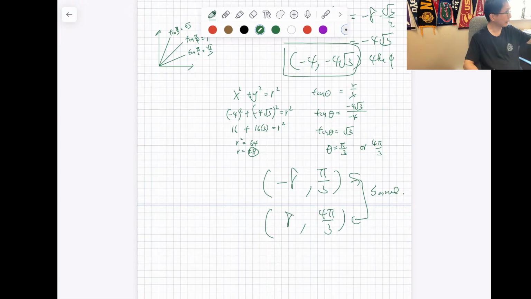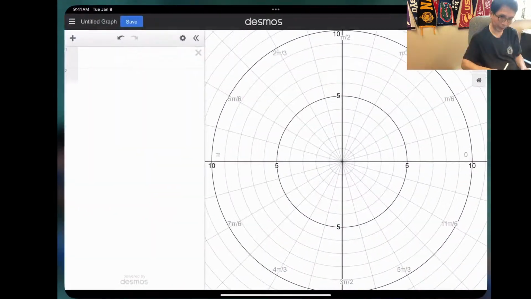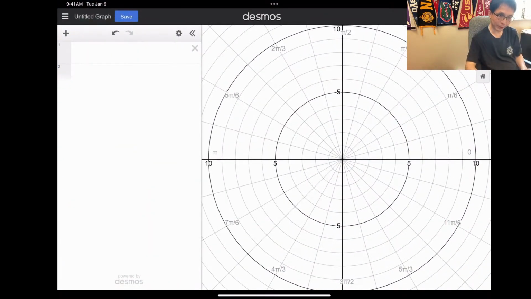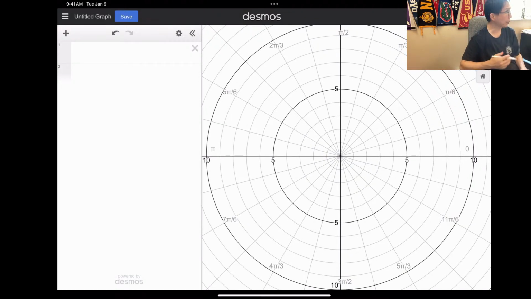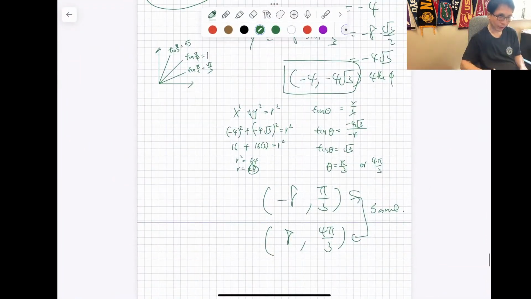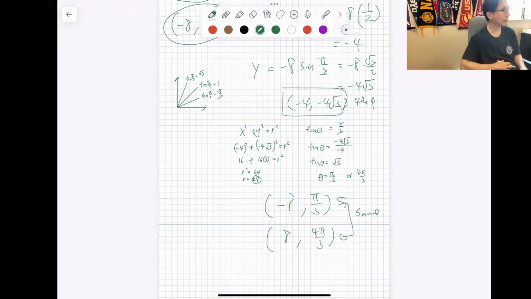Because I can go to pi over 3, right? Pi over 3 on the polar, which is right here. Think about pi over 3 over there. Yeah, I can go with the opposite ring as well. And this is how you convert from one thing to the other.